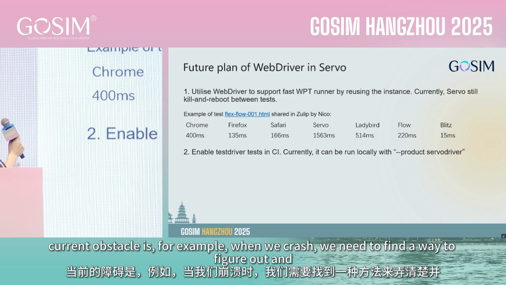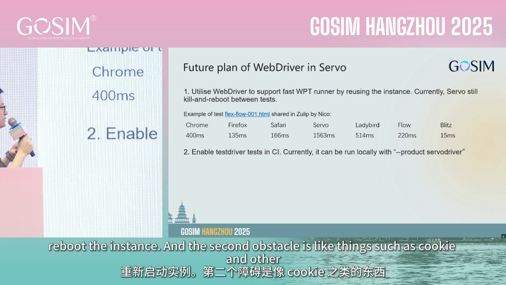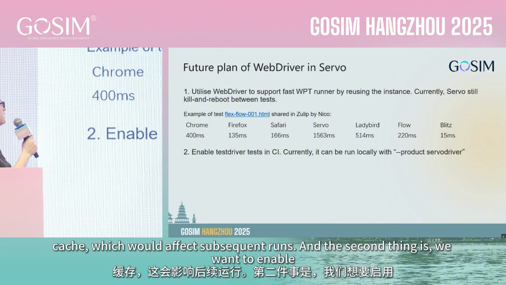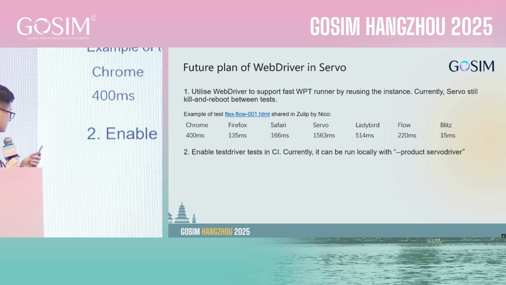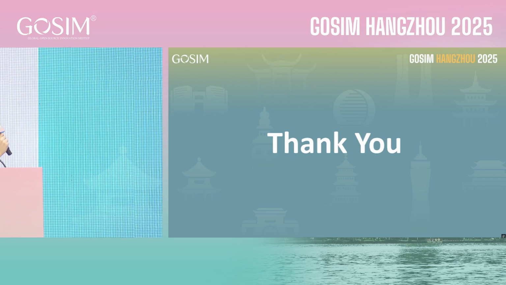And the current obstacle is, for example, when we crash, we need to find a way to figure that out and reboot the instance. And the second obstacle is things such as cookies and other cache, which would affect subsequent runs. And the second thing is we want to enable testdriver tests in the CI. Currently, it can be run locally. And that's all my talk.